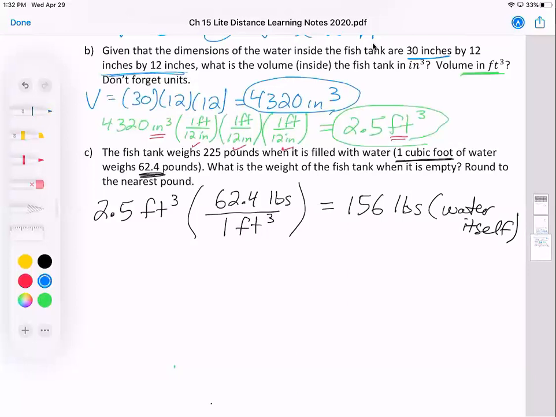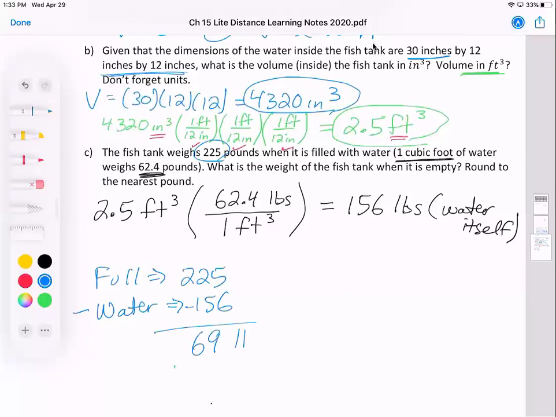We're told, though, in the question that when the fish tank is full, the weight's 225. So if we subtract the water, which is 156, 225 minus 156, and we get 69 pounds. This would be the weight of the empty fish tank. No fish, no water in it. This says round to the nearest pound, but it appears that there is no rounding that was necessary.